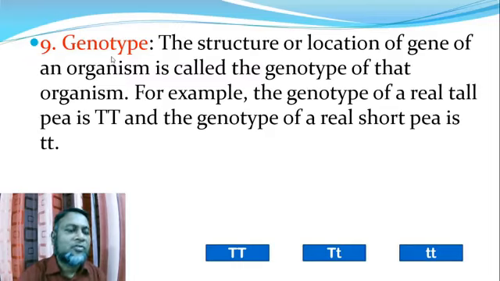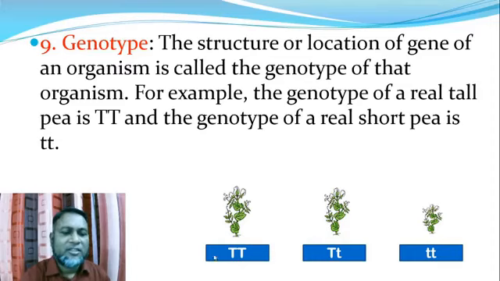Next, we explain genotype. The structure or location of genes of an organism is called the genotype of that organism. For example, the genotype of a pure tall pea is capital T capital T, and the genotype of a pure short pea is small t small t.